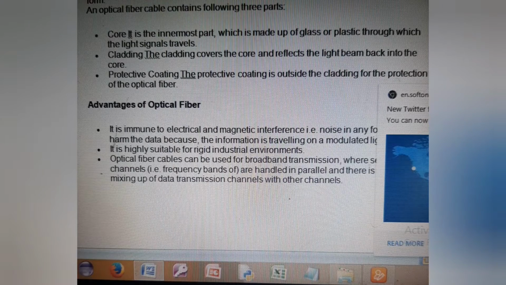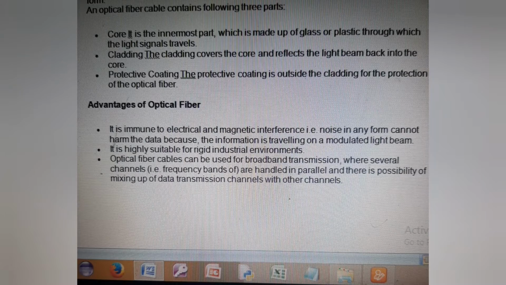Advantages are that it is immune to electrical and magnetic interferences. That means any type of electric or magnetic interference that comes in between, it is immune to that. It does not get disturbed by it.